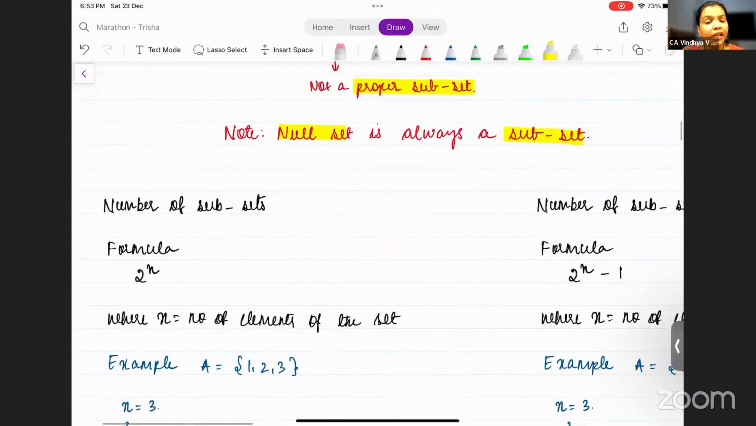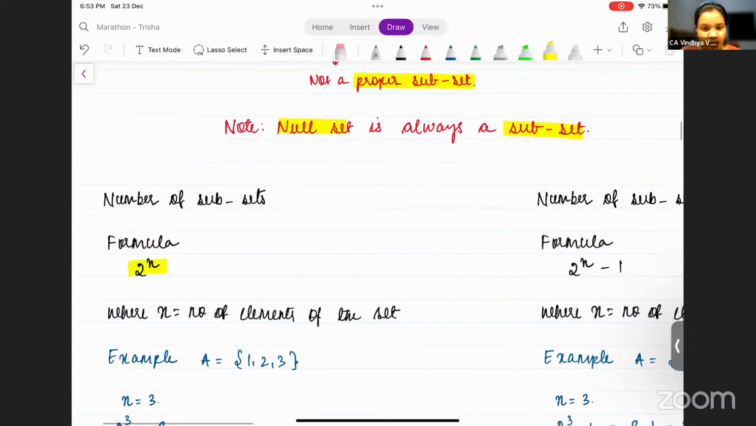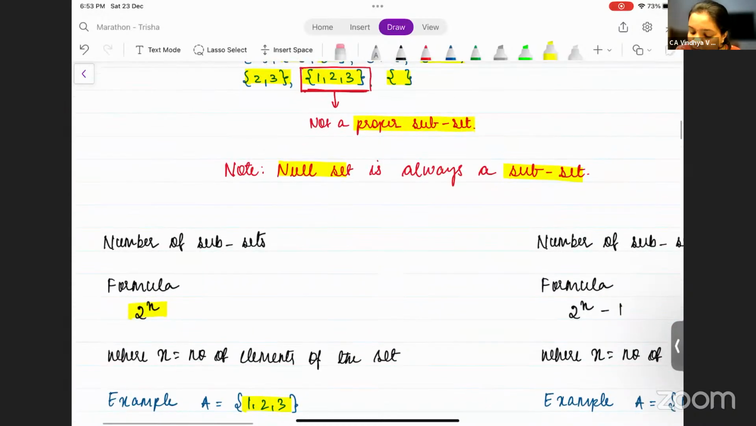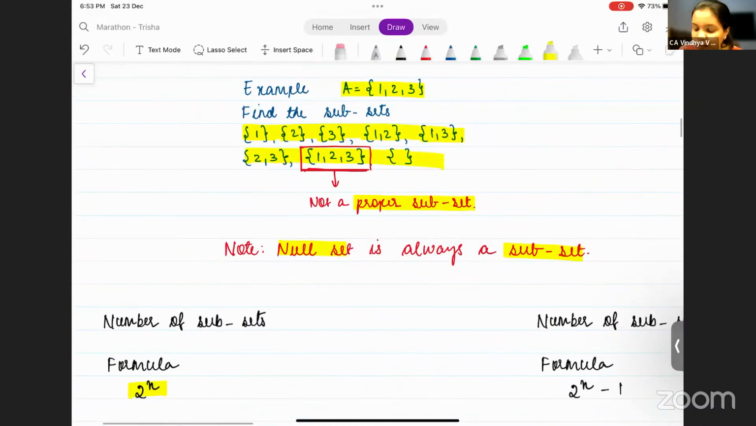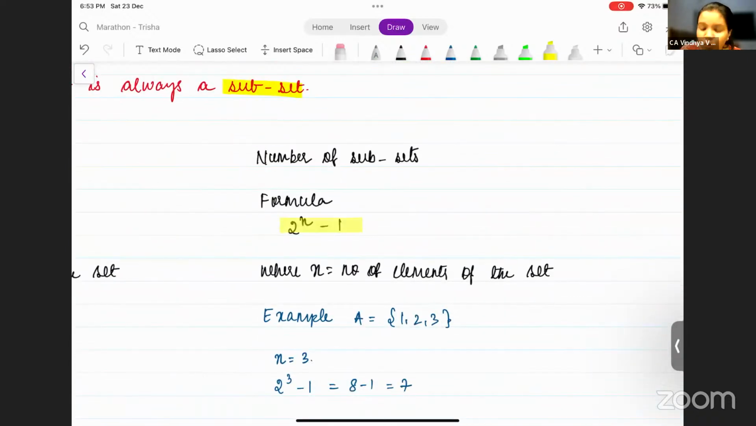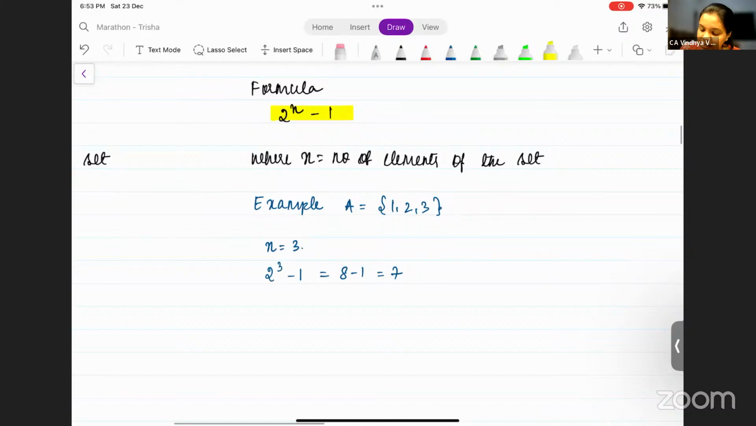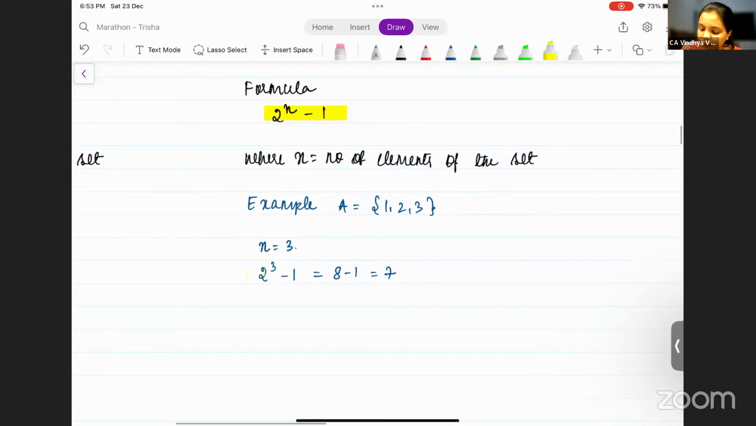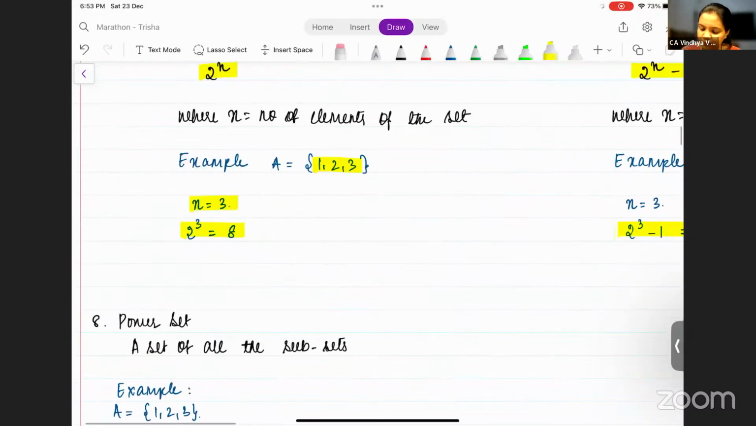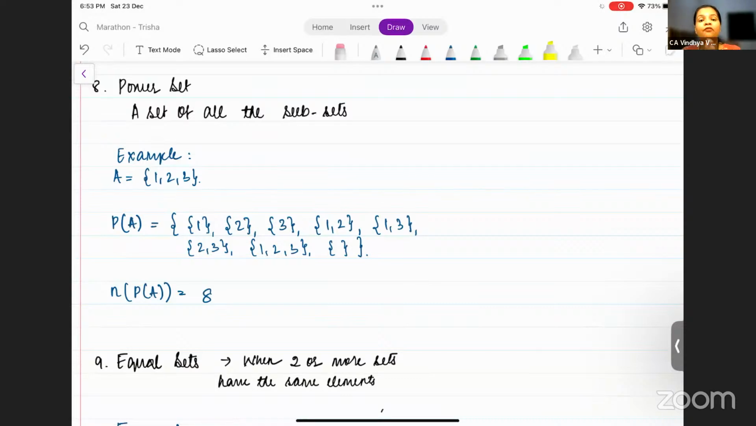The number of subsets is 2 to the power n. So here n is 3. 2 to the power 3 is 8. And if you observe here, there are 8 possible subsets. The number of proper subsets is 2 to the power n minus 1, which is 7. Here, the set {1, 2, 3} is excluded. Next, power set. It is the set of all the subsets. So all the subsets written together as a set form the power set.